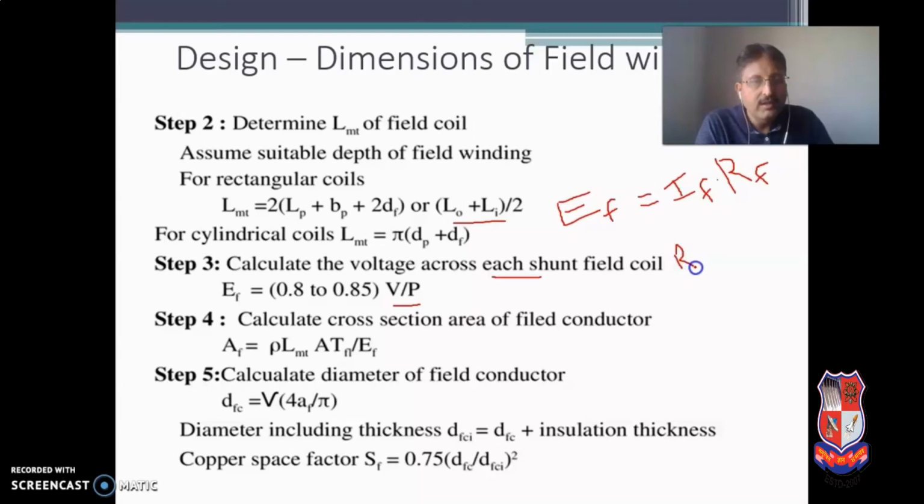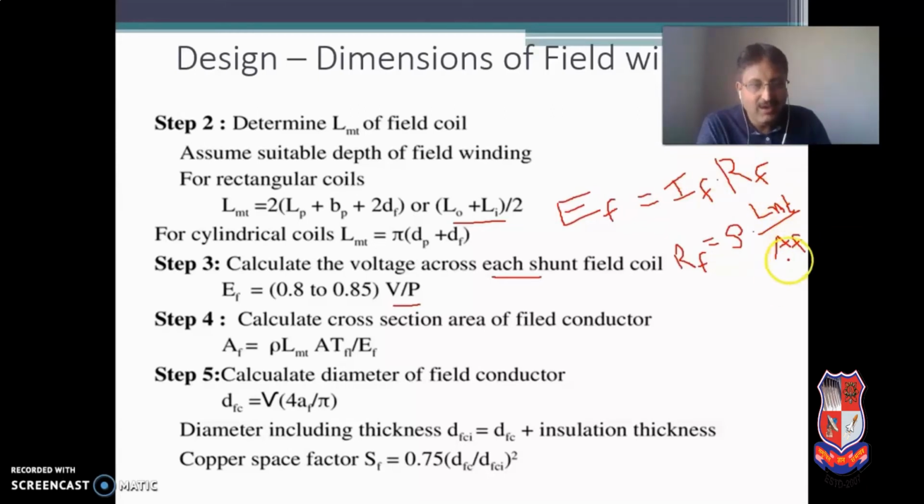Now what is the equation for the resistance of any conductor? That is RF. So RF is equal to rho, the resistivity of the conducting material used for the shunt field winding, into the length, that is LMT, the length of mean turn, divided by the area of shunt field, rho L over A. So this value of RF, you put it over here. So EF equals IF into rho LMT upon AF.